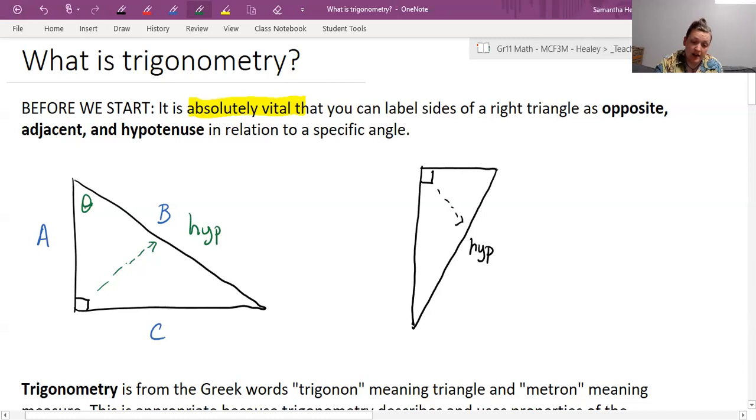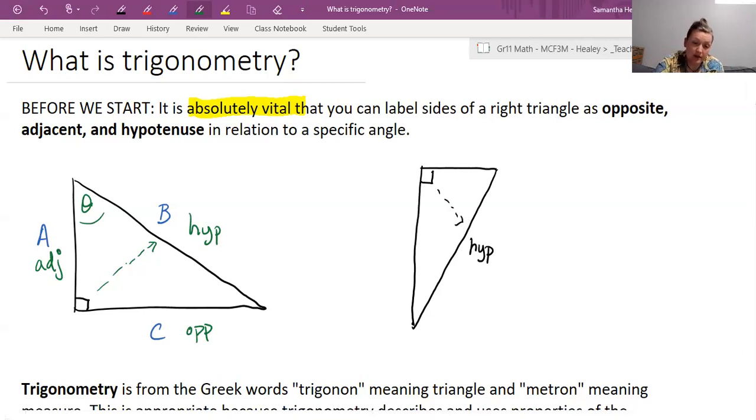So here, opposite angle theta, now side C is the opposite because we're looking at angle theta. So it's all in relation to the angles we're looking at. And then adjacent to angle theta, but not the hypotenuse, so it's right next to it, touching angle theta, we have A now. So you should be able to label those.